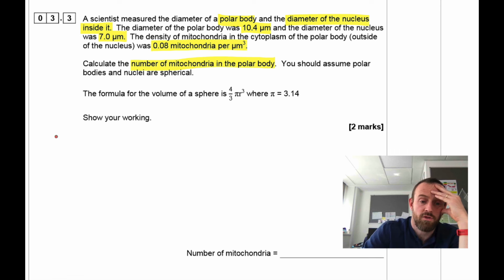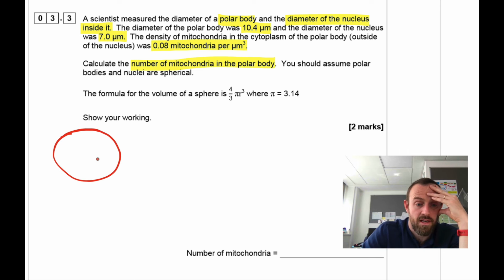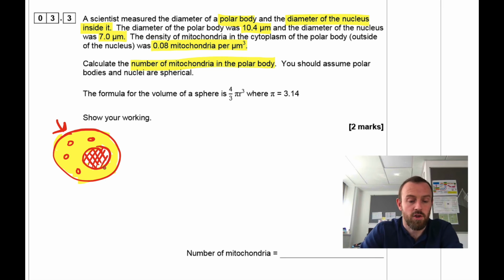It might help to draw this. We've got a sphere, imagine this is 3D, and we've got a nucleus inside of it, and then we're trying to work out how many mitochondria are in this space of cytoplasm that remains. So first, we've got to work out the volume of the whole thing, subtract the volume of the nucleus to figure out how much cytoplasm there is, and then we can use that volume of cytoplasm times this density to work out the number.